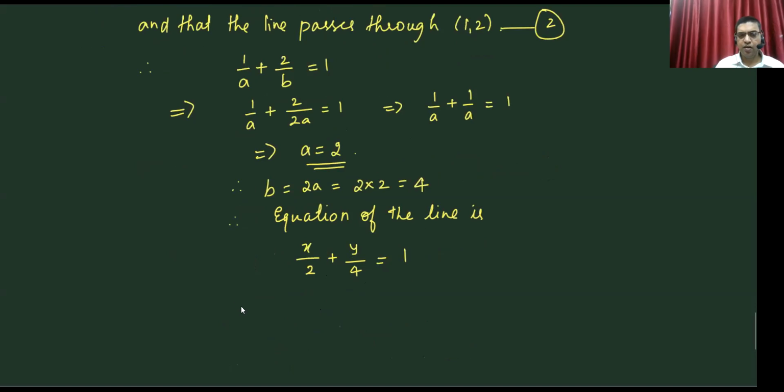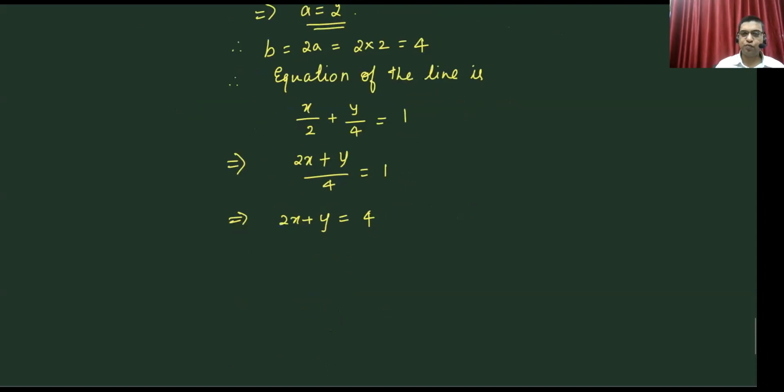What you can do now is take the common multiple, which will be 4. So you can write this as 2x plus y upon 4 equal to 1, which implies 2x plus y equal to 4, or 2x plus y minus 4 equal to 0. That will be the equation of the line.